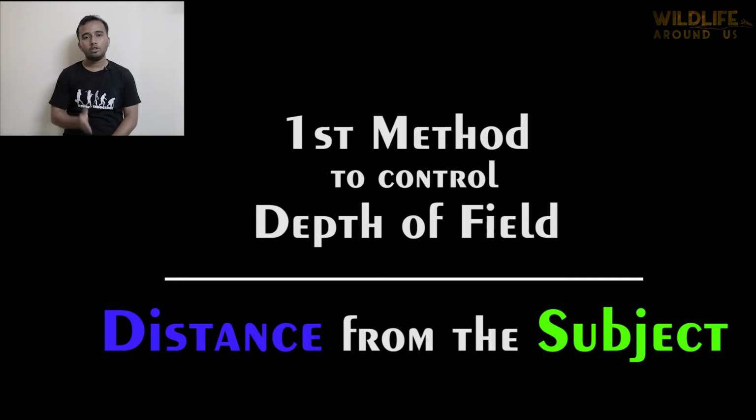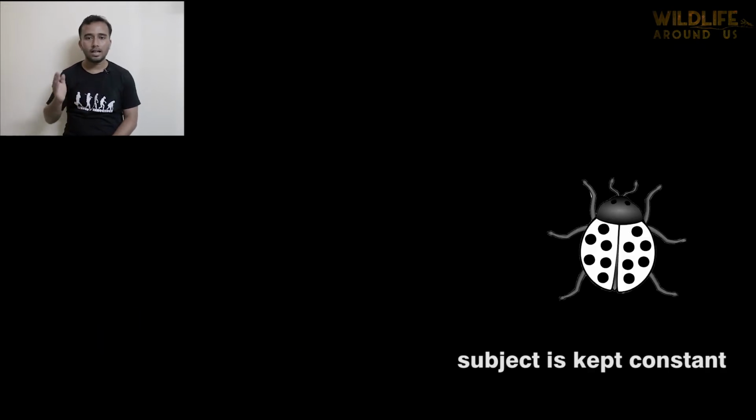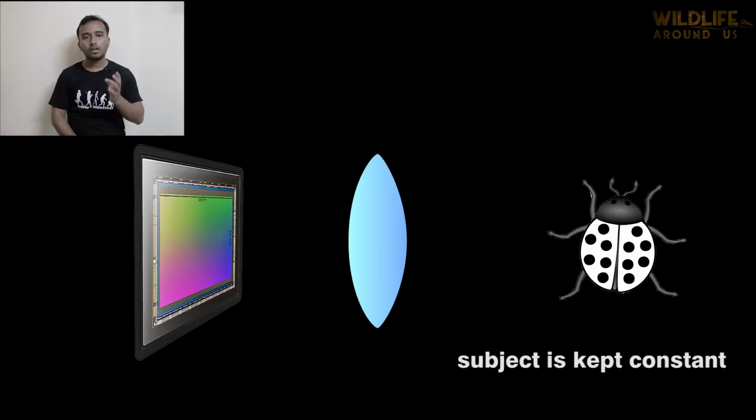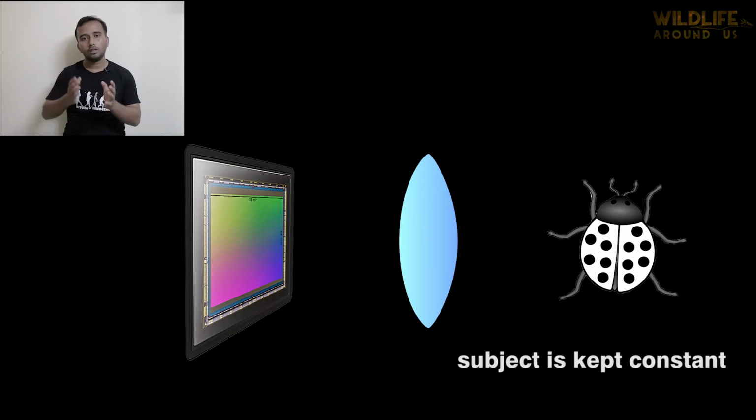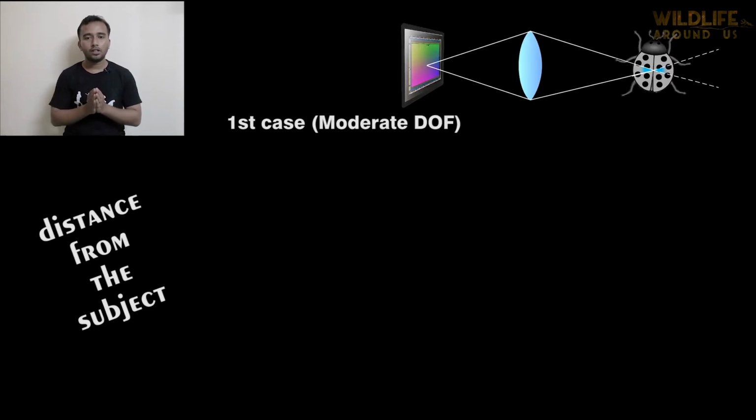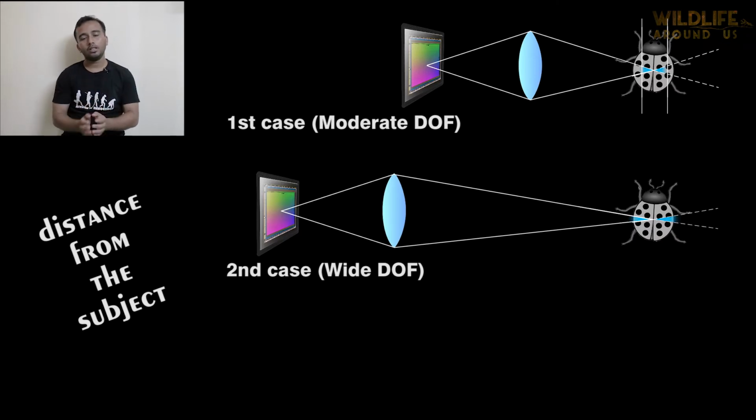In this method, we will keep the position of the subject as it is. What we will do is change the position of the camera with respect to the subject. In the first case, we keep the camera at a middle position and we get a nice, decent, moderate depth of field. Then we will move the camera at a distance from the subject. Now we see the light is spreading out slowly, or the area in focus is getting squeezed out. Hence, we are getting quite a good depth of field, or a wide depth of field.